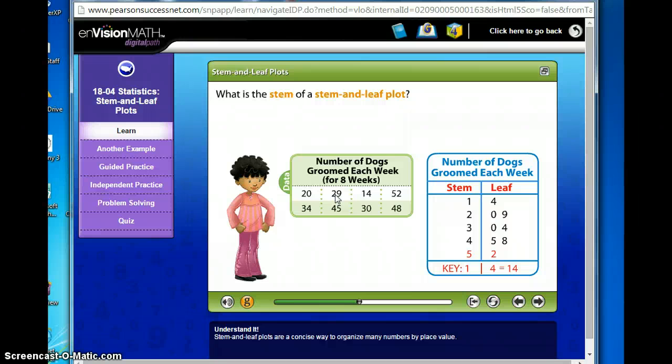Since you have to put a key, is there ever a time where 1 line 4 doesn't equal 14? It could be if you have something that goes into the hundreds. How do you know where to put them in order? Well, your stems go in order. So we're going to start with 1 because we have something that starts with a 1, 14. Now if that wasn't in our data, we would start with a 2 because we have numbers that are in the 20s.